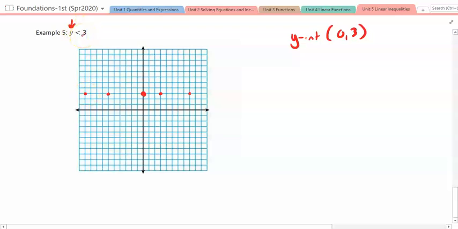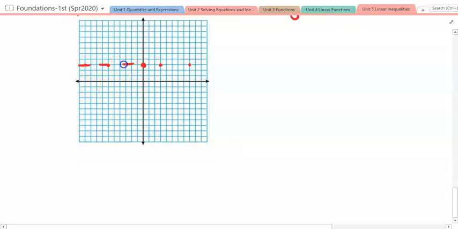Is this line going to be solid or dashed? Look at the inequality. Not equal to. So it is what? Dashed. And I come across and dash this line as I go across.